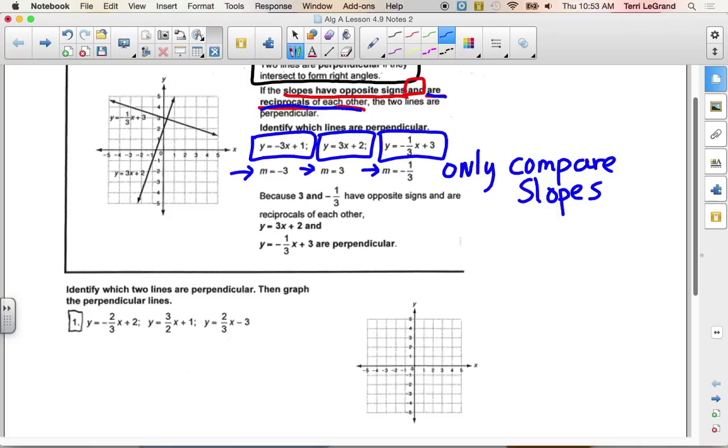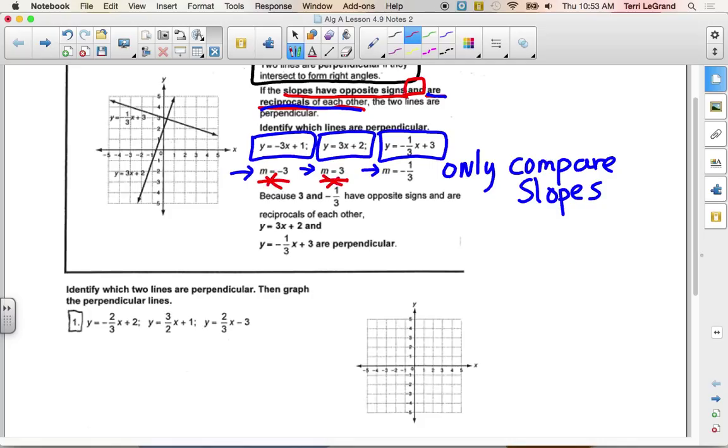Because here's the definition for reciprocals: the two of them multiplied together better give you 1. And if you took 3 times 3, you wouldn't get 1, would you? No. But if you took 1/3 times 3, would you get 1? Yes. So that means these two can't be perpendicular, because even though they're opposite signs, they're not reciprocals of each other. Nope.